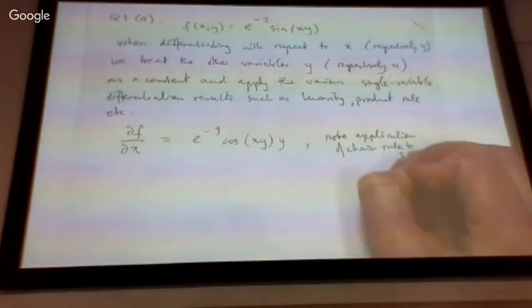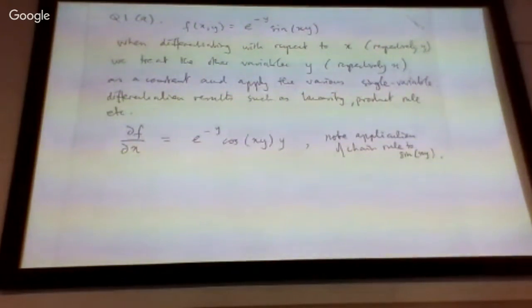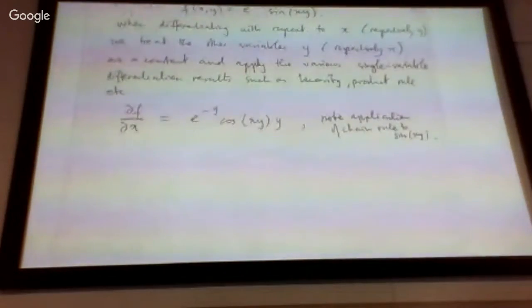Chain rule to sine of xy. Okay, we've described the general procedure in the paragraph above. We've indicated the chain rule there. And so that's df dx, df dy.